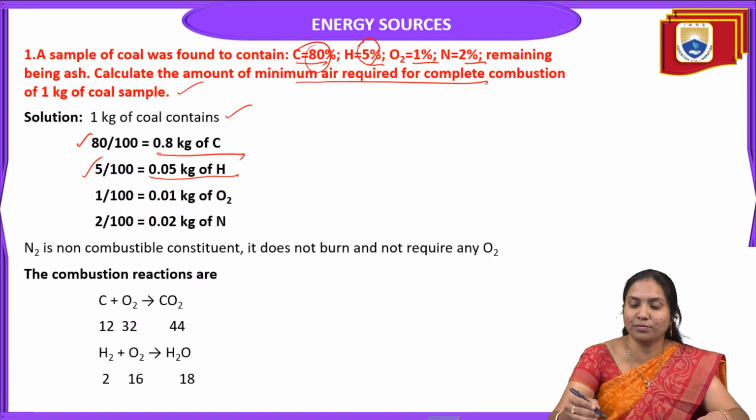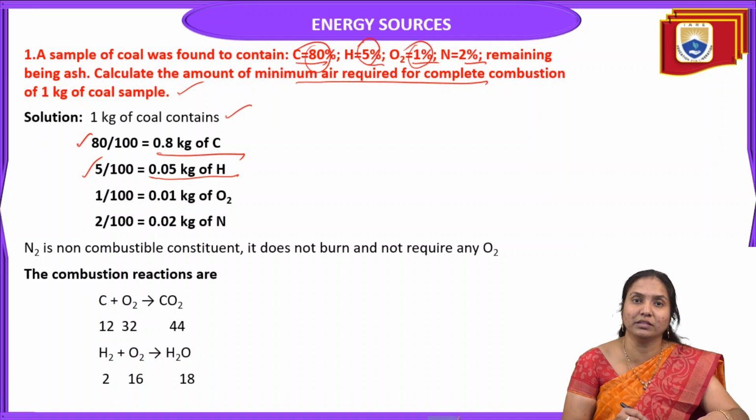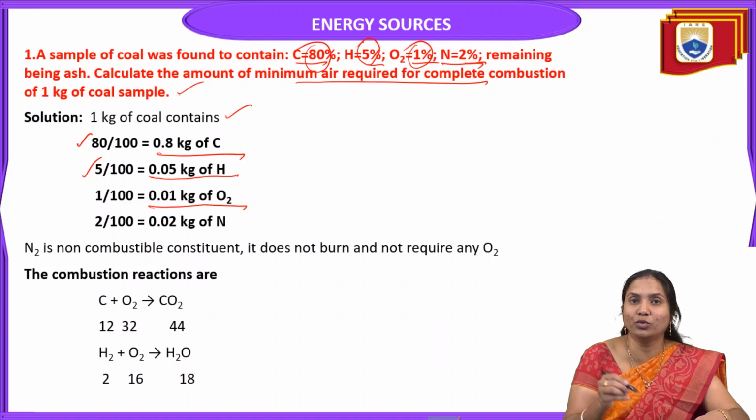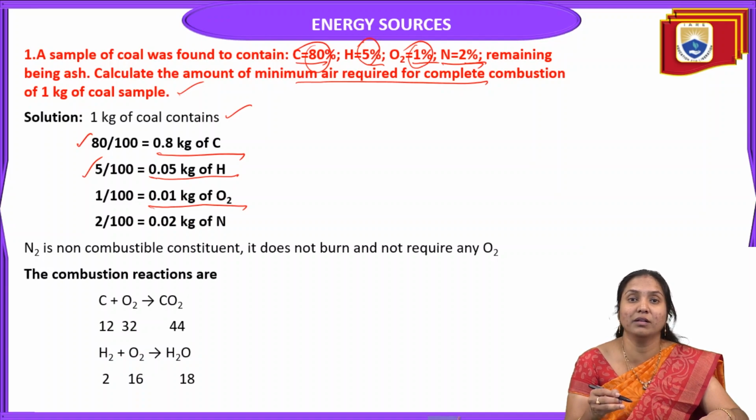And in the same way, oxygen is 1% present in this, so 1 kg of fuel contains 0.01 kilograms of oxygen. And next, nitrogen containing 2%. Actually, nitrogen present in the fuel we cannot consider because it doesn't require any oxygen.